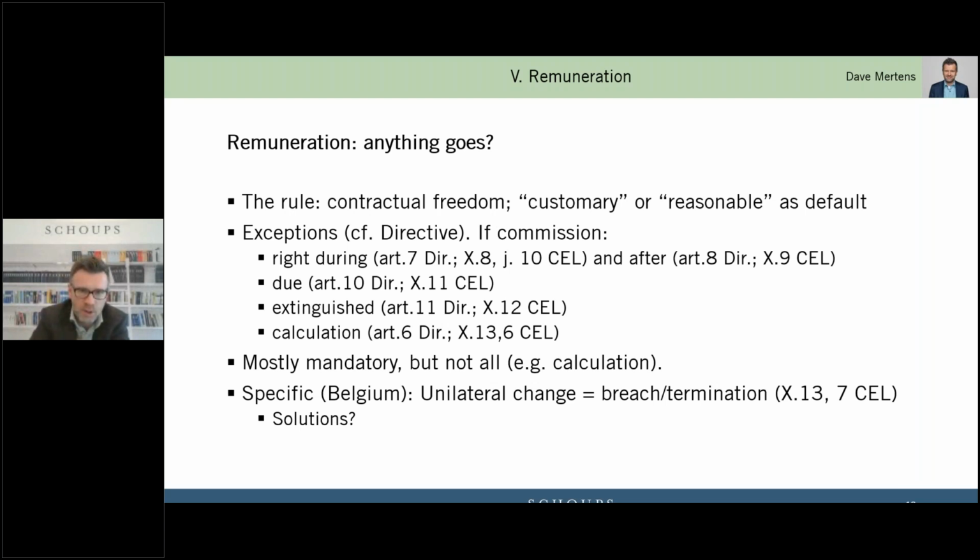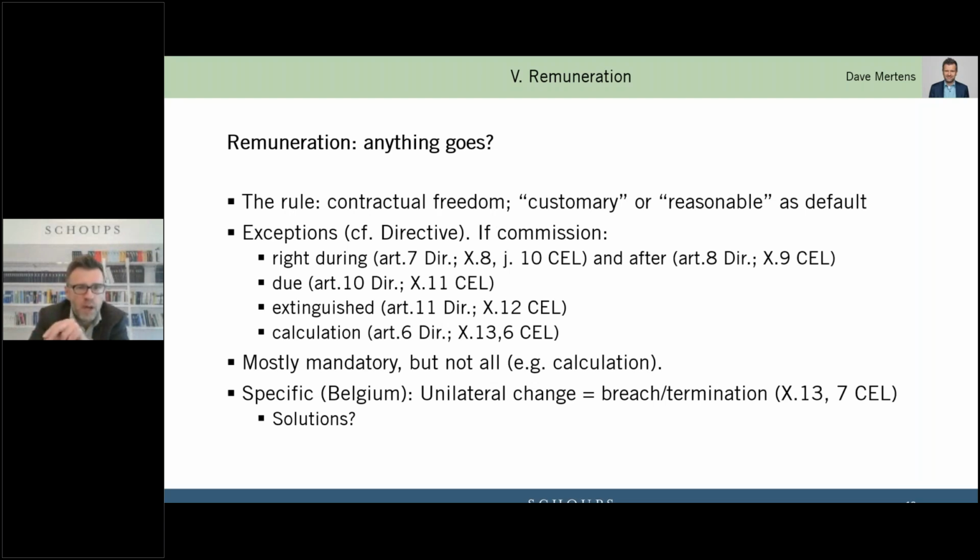If you fail to put something in the contract, then the directive says it's what's customary, and if no such custom exists, it's what's reasonable. But you don't want the court to decide in your place what is reasonable or what is customary. You don't want that, but it's a default that exists. So freedom, with a few exceptions. I will not go into that in great detail.